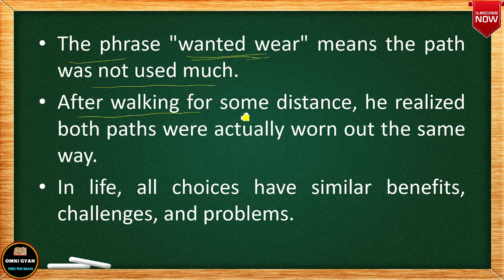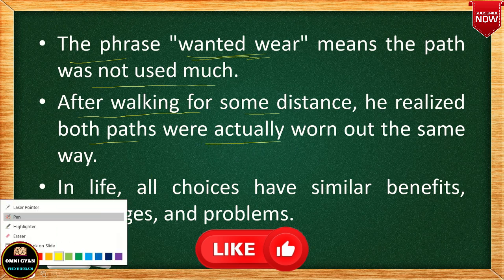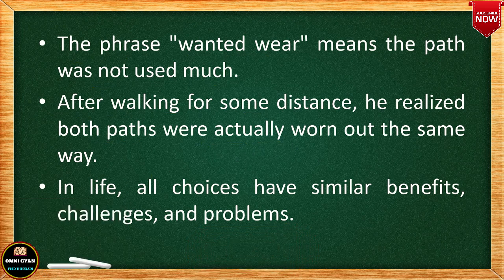So after walking for some distance, he realized both paths were actually worn out the same way. So after walking some distance, the poet felt that actually both the paths were worn out because people walked on both the roads, but the second road that the poet chose was less traveled by people. See, on both the roads people travel, दोनों ही रास्ते के ऊपर से लोग ट्रैवल करते हैं, लेकिन जो सेकेंड रोड है, the road that the poet had chosen, उस रास्ते पे बहुत कम लोग ट्रैवल करते.